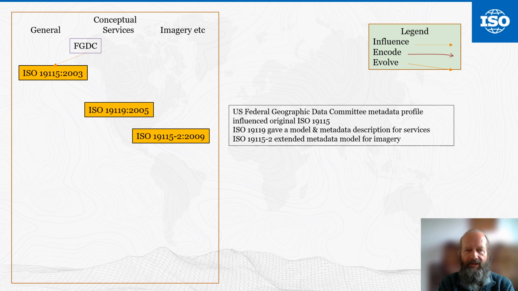ISO 19119 gives a meta model, an overall model for describing web services in the architecture that was common at the time, and adds some metadata elements for describing web services. And ISO 19115 Part 2 is elements specific for describing imagery data. 19115 at that point concentrated on what we might call vector data, object-based data about features in the world.